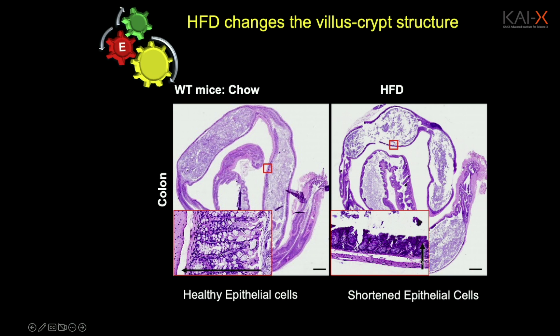And you have much shortened epithelial cells here. Just the diet is having a structural change, most likely due to inflammation, that is really shortening the crypt. And this is what happens pathologically, and you can see this visually in these slides.